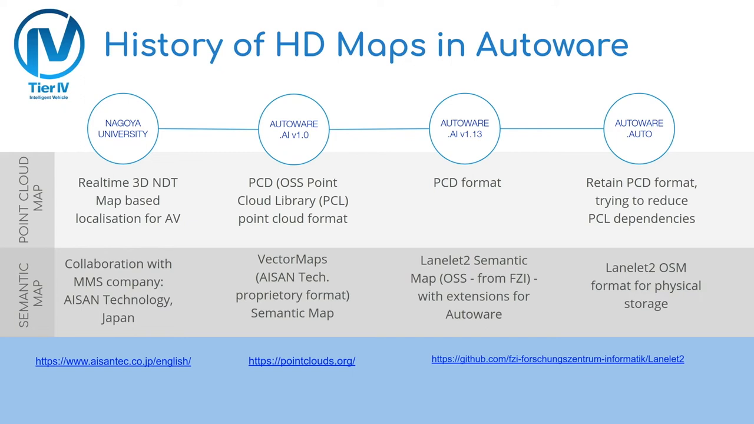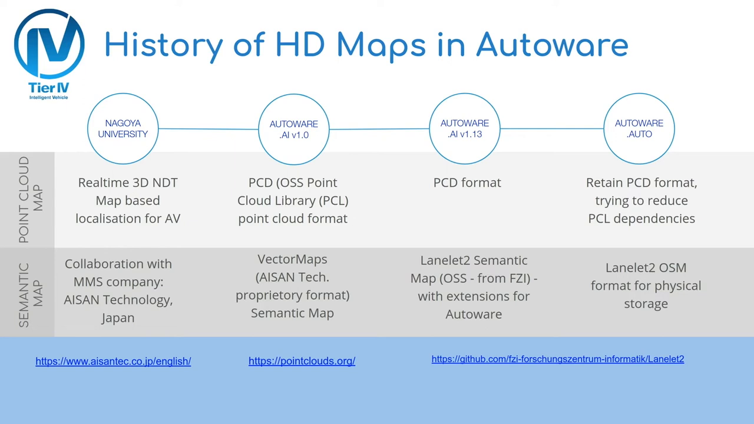As Autoware developed, the availability of NDT algorithms, point cloud registration template classes, and ROS packages in the open source PCL led to the adoption of the PCD format. Both these formats remained in use until Autoware.ai version 1.13, when community pressure led to a move away from the proprietary semantic map format to Lanelet2, an open source alternative. This move allowed for easy community development of HD map dependent components and also enabled users to build their own semantic maps according to an open format.